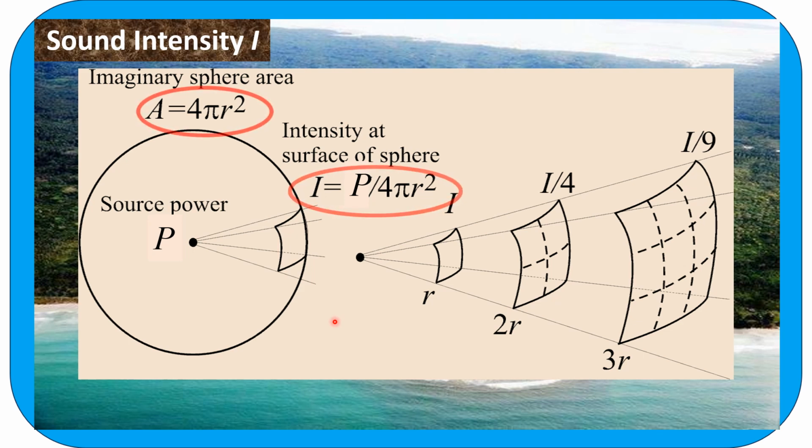We also emphasize that the intensity capital I obeys the inverse square law, which means that if the distance small letter r from the source is doubled, the intensity is decreased to 1/4 of the original intensity. Or, if the radial distance small letter r is tripled, the intensity decreases to 1/9 of the original intensity.